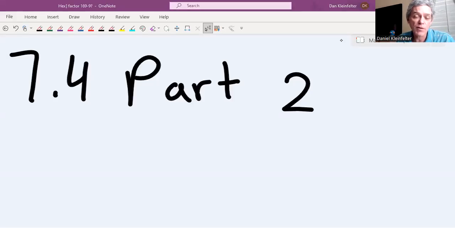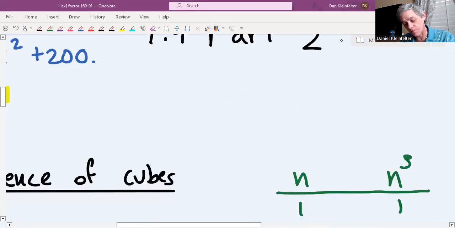Welcome back. In this video, we're going to finish up section 7.4, which is about factoring using special formulas. We had done the perfect square trinomials and the difference of squares in the previous video. In this one, we're going to look at the sum and difference of cubes formulas.